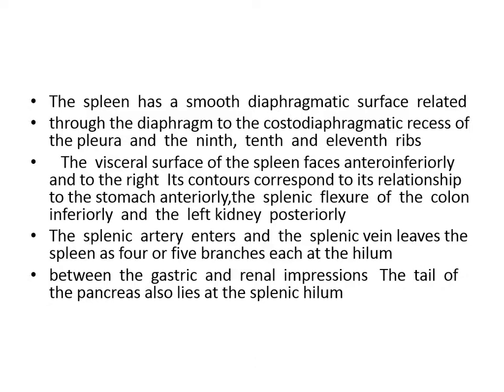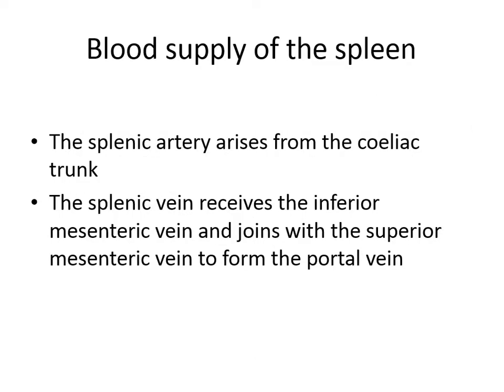The visceral surface of the spleen faces anterior-inferiorly, and to the right. Its contours correspond to its relationship to the stomach anteriorly, the splenic flexure of the colon inferiorly, and the left kidney posteriorly. The splenic artery enters and the splenic vein leaves the spleen as 4 or 5 branches each at the hilum. Between the gastric and renal impression, the tail of the pancreas also lies at the splenic hilum. Blood supply of the spleen is through the splenic artery, which arises from the celiac trunk. The vein drains into the inferior mesenteric vein and joins with the superior mesenteric vein to form the portal vein.